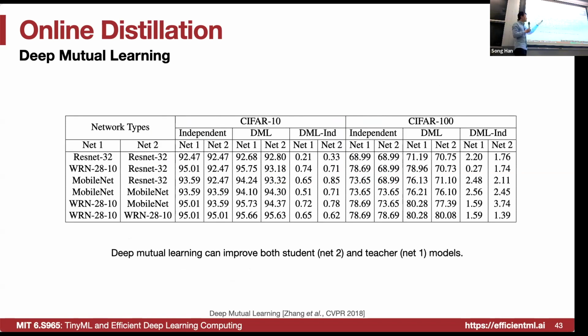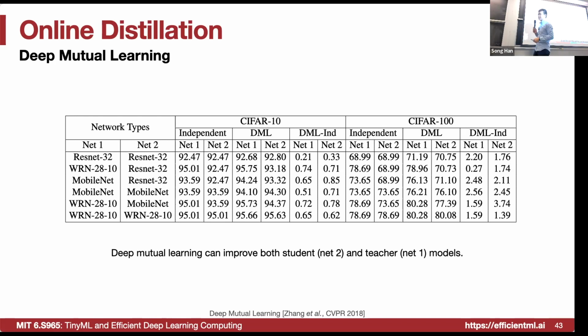Here they have some comparison in the paper: independent learning versus deep mutual learning. This is net 1, net 2's accuracy. It can be either the same, both ResNet, or different models, like MobileNet versus ResNet. And this is deep mutual learning's accuracy minus the individual learning. We can see the differences are consistently positive, which is pretty interesting, showing that deep mutual learning gives better results compared to learning individually. But this is on a small sample data set.